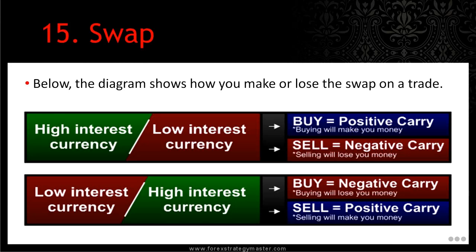Now, if the currency pair has the base currency as the low interest currency and the quote currency as the high interest currency, as in the diagram on the bottom, so you've got a low interest base, high interest quote. Buying this pair is a negative carry. You're going to lose money. You'll end up paying on the swap. And if you were to sell this particular currency pair, you'd end up making money. You'll have a positive carry. The swap will put money into your account.